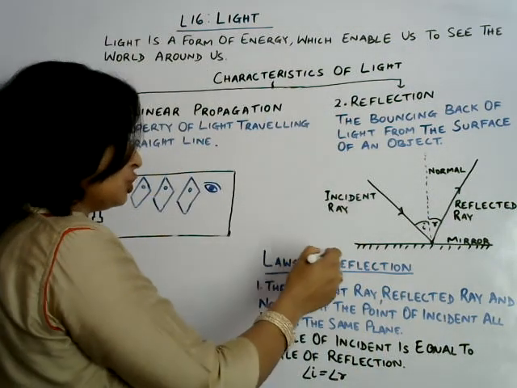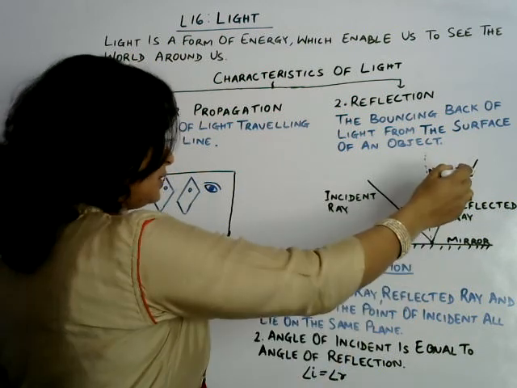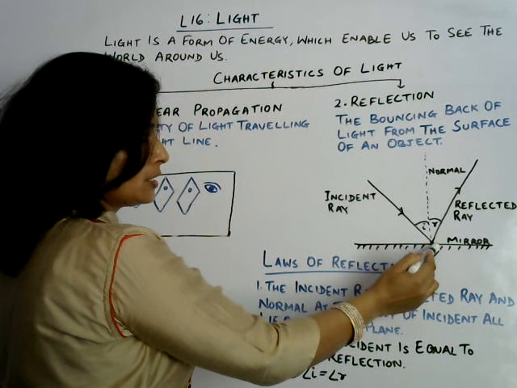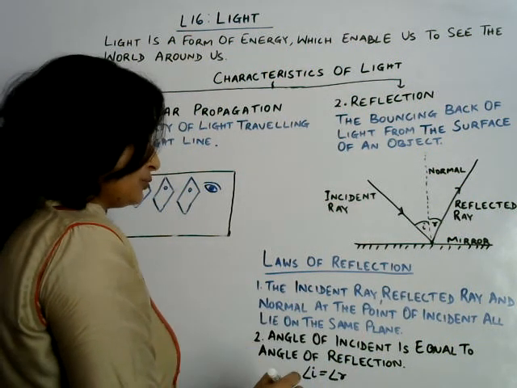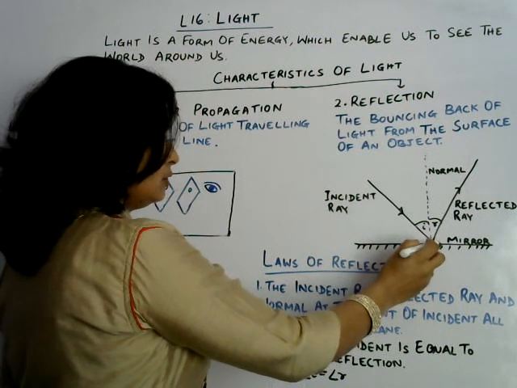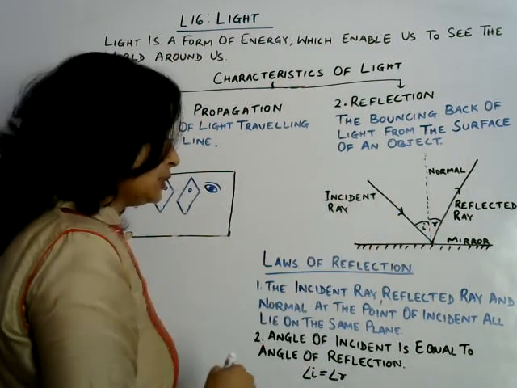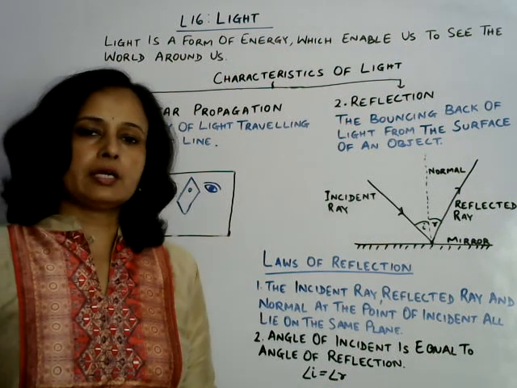Now there are a few laws of reflection. The first law is that the incident ray, the reflected ray and the normal at the point of incidence all lie on the same plane. The next law is that the angle of incidence is equal to the angle of reflection. So these are the laws of reflection.